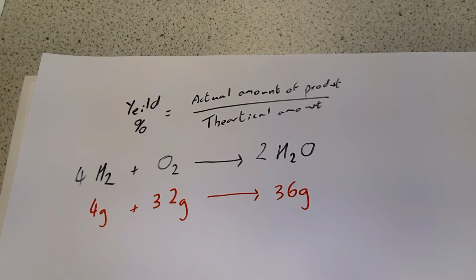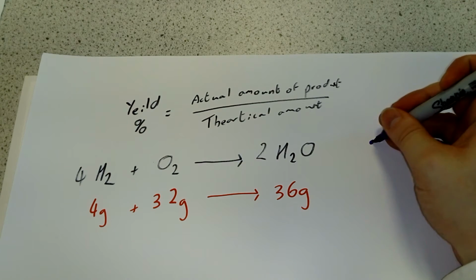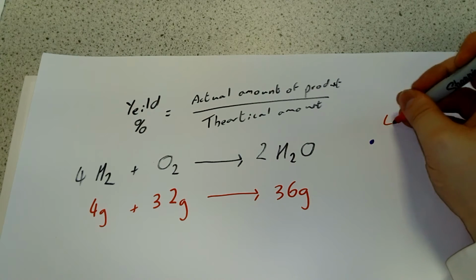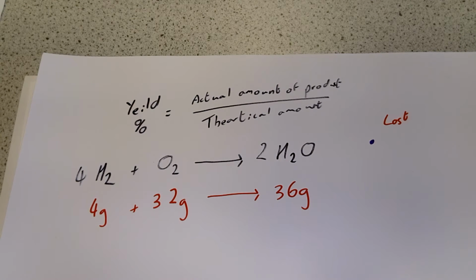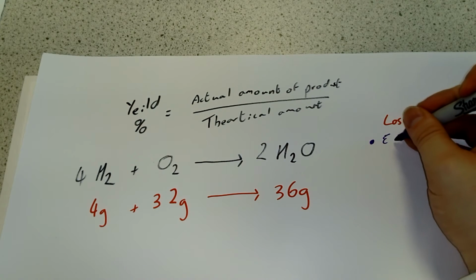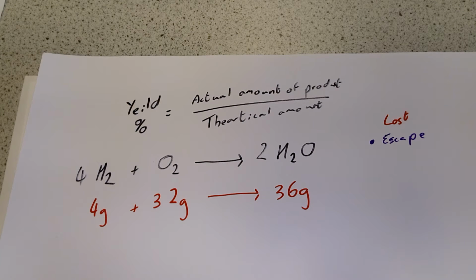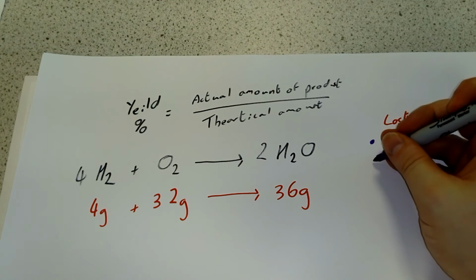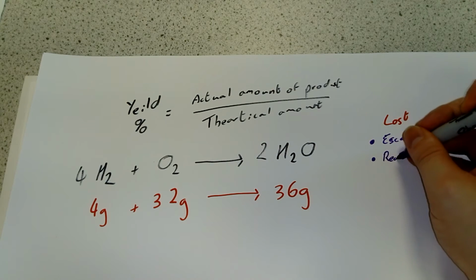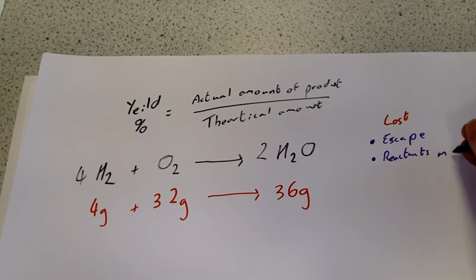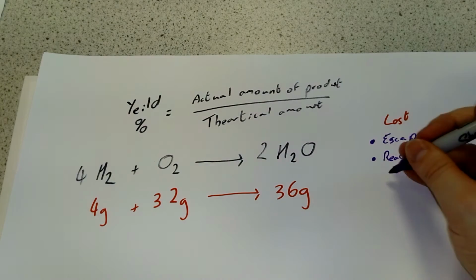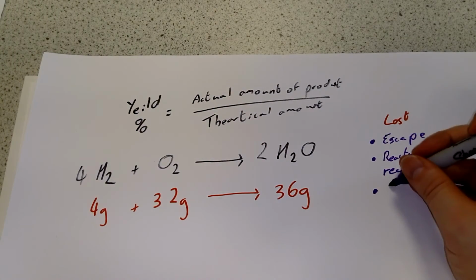However, because reactants can be lost, some of them might escape. If you've got a seal or something, remember if you're reacting hydrogen and oxygen together, the water you make is probably going to be water vapour to start off with. Water vapour is a gas, so it's going to escape. Some of the reactants might not react. You might have impurities.